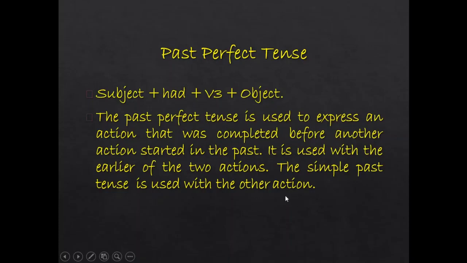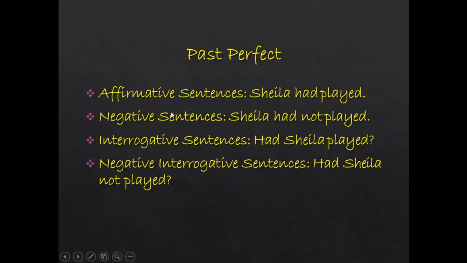We will understand this with the help of an example. How do we write a past perfect sentence in an affirmative way? Sheila had played. In a negative sentence, how do we use it? Sheila had not played. Interrogative sentences: Had Sheila played? And negative interrogative sentences: Had Sheila not played?